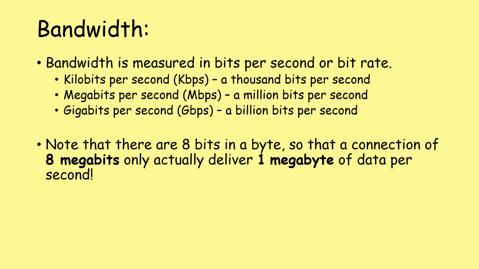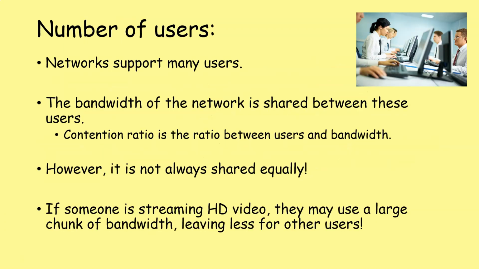That's why often the advertised speed of your ISP seems to be a lot faster than the speed you actually get. If they say, oh, your speed is 40 megabits per second, that means you can actually download about 5 megabytes per second. After bandwidth, the next thing we need to think about is the number of users, because after all, that bandwidth of the network is shared between the number of people using that network.